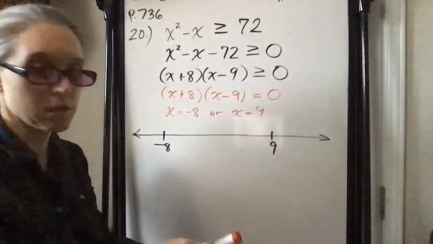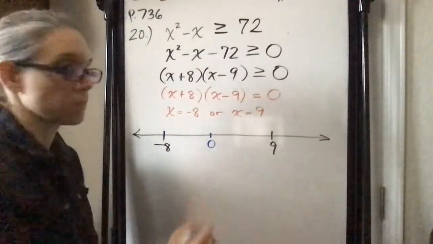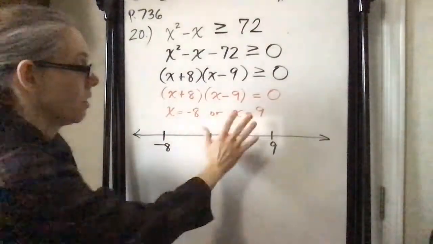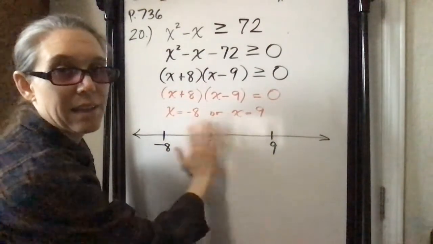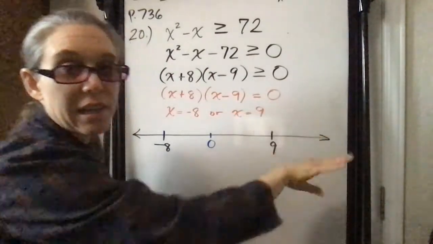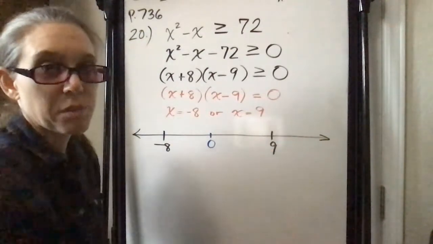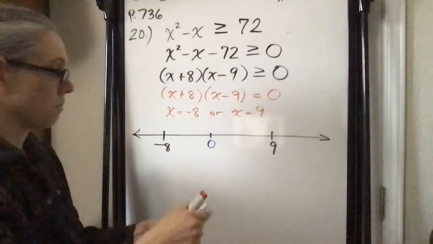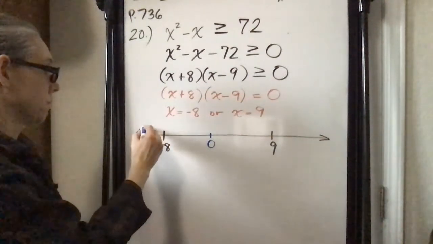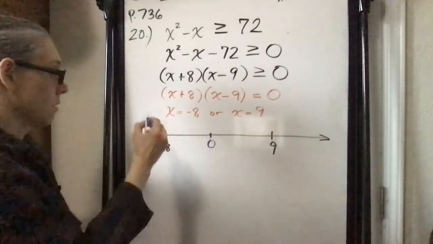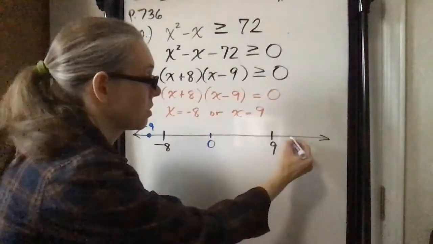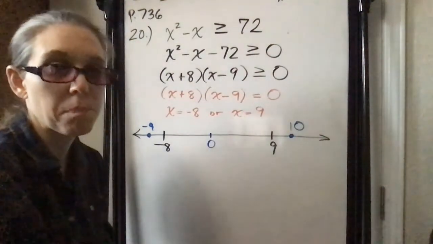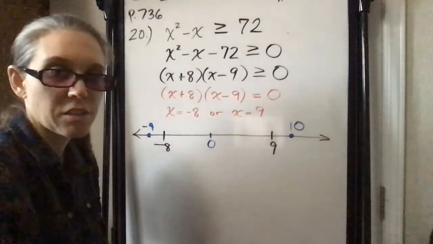And we always want to include 0. Okay, so now we have three regions. We have a region to the left of negative 8. We have the region between negative 8 and 9. And then we have the region to the right of 9. And for each of those regions, we need to pick a representative number. So to the left of negative 8, we could pick, for instance, negative 9. To the right of positive 9, we could pick a number such as 10. And since these are both 1 away, we might end up with the same value when we plug them in. And then here in the middle, we'll just use 0 as our representative number.